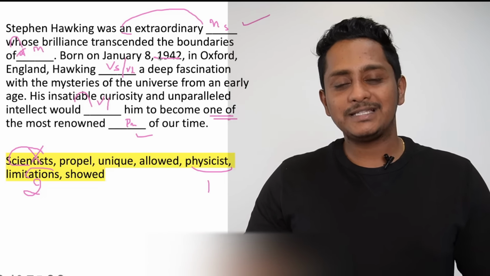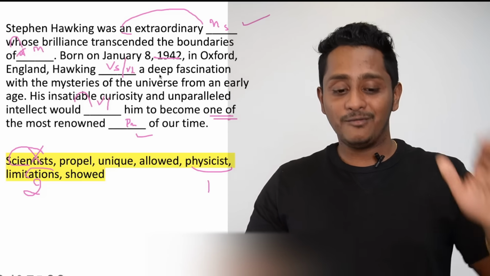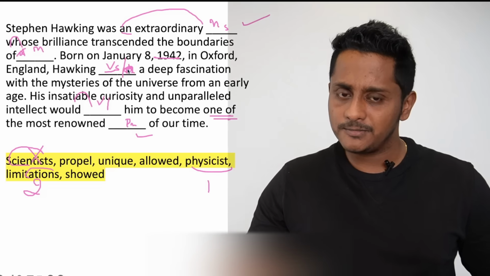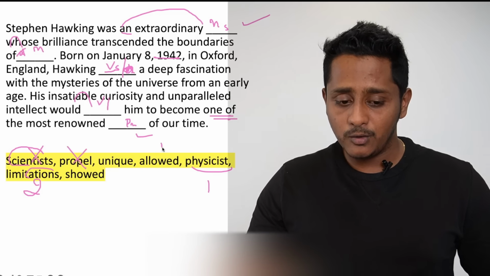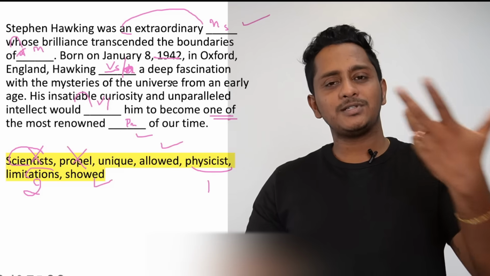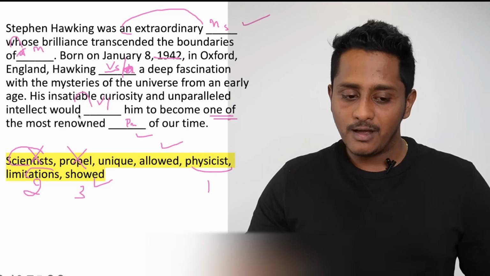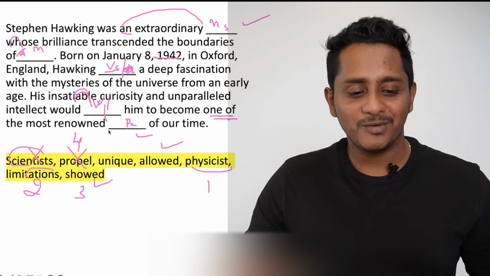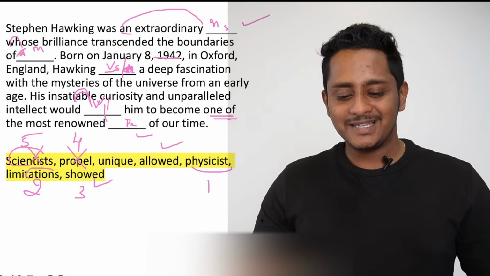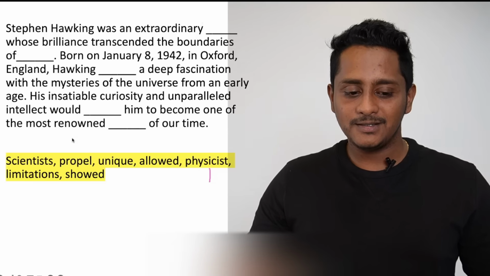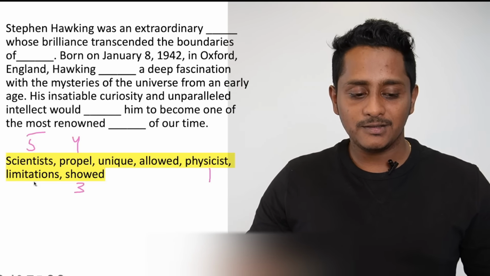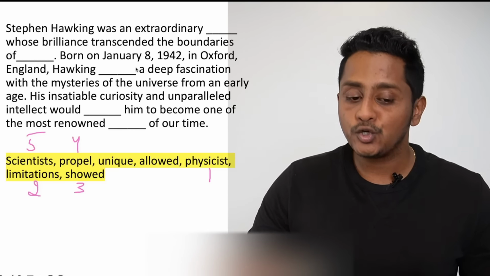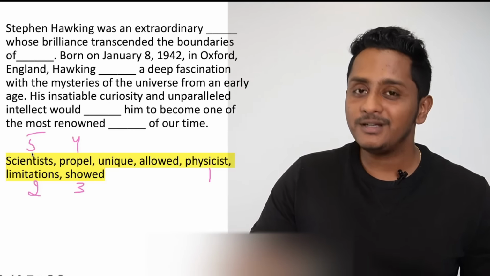Third one: born on January 8th, 1942 in Oxford, Hawking dash a deep interest. 1942, man, should be past tense. Verb 2 has to come, not verb 1, so this is past tense. Propel is a verb 1, so it cannot come. Allowed, showed: you show the deep interest, you show the fascination. So this is going to be 3. After "would", verb 1 will come all the time, 100% sure. Propel is the verb 1. And one of the plural: one of the most renowned scientists. Easy peasy. So first is physicist, this is 4, this is 5, this is 3, this is 2. Let me recheck. Was an extraordinary physicist. Boundaries of limitations. Hawking showed, and would propel, and one of the scientists. Easy peasy.